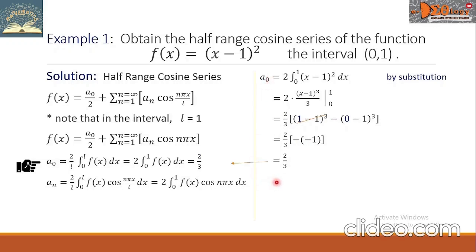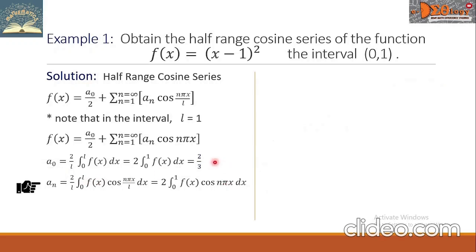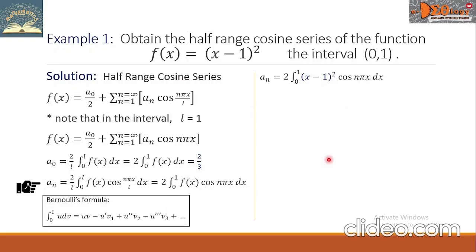We copy this opposite the a sub 0 formula here. Then we proceed to a sub n. Let us substitute the f of x value in here. Then let us solve for the integral. Remember that we are using Bernoulli's formula. So the u and the dv are here. For the u, we will differentiate until it reaches 0.